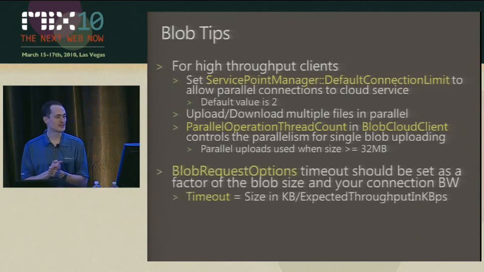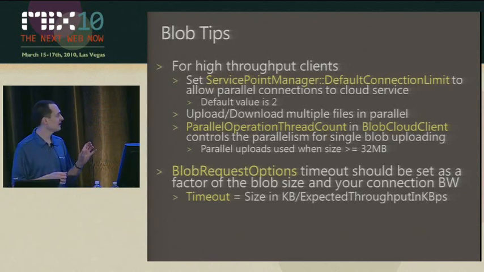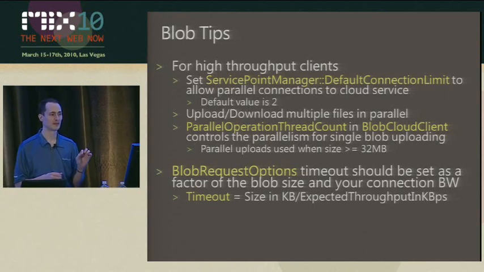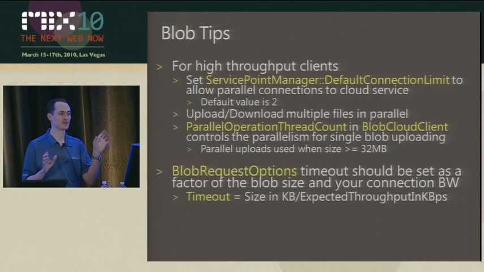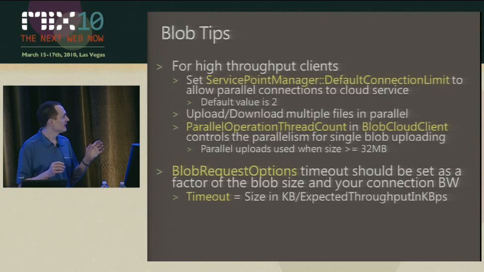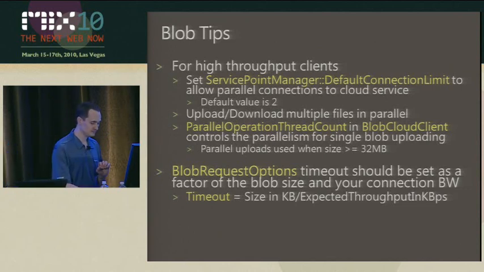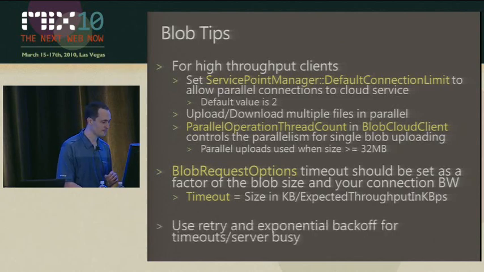Now another thing to note is that with the default blob request options, the timeout is set to 90 seconds per 4 megabytes. Okay? You might have a client that's remote around the world, way far away from the actual blob service where the blobs are hosted. So if 90 seconds isn't long enough, you may want to optimize that timeout to be the expected throughput that you would get from your connection, based upon the size of the blob you're going to upload or download.